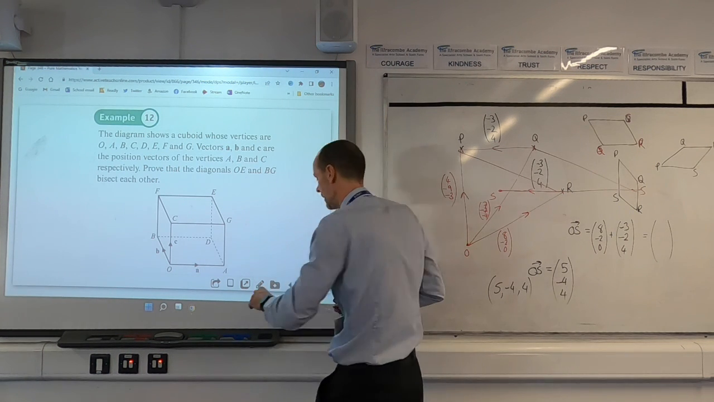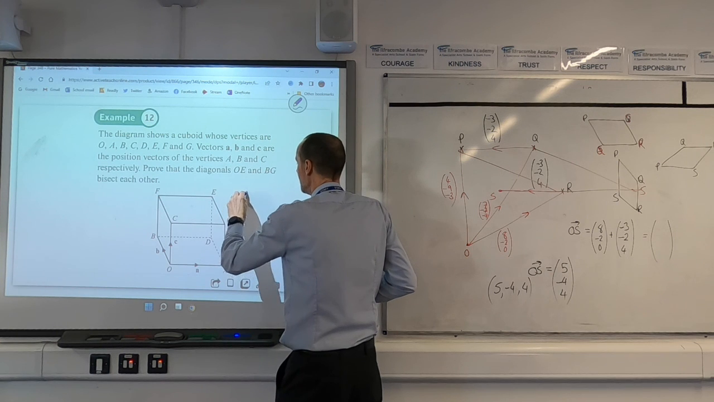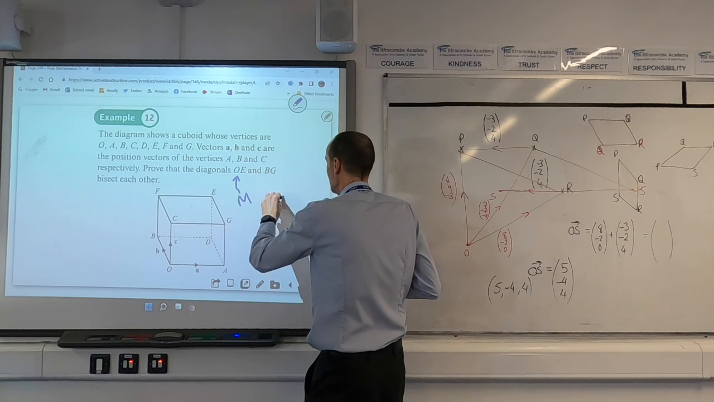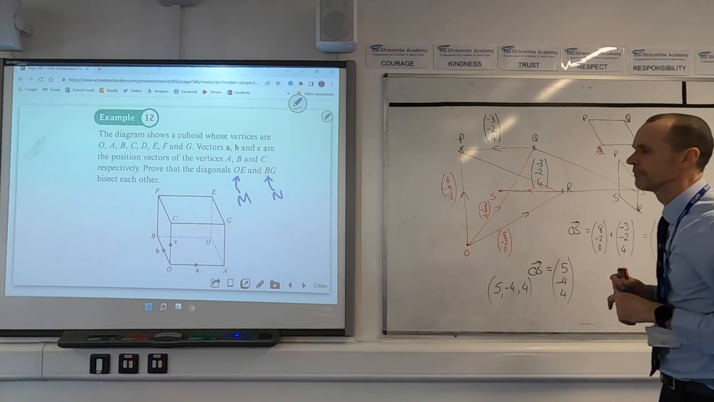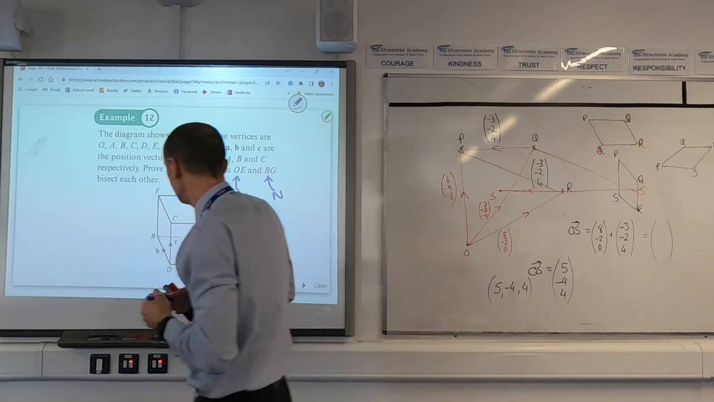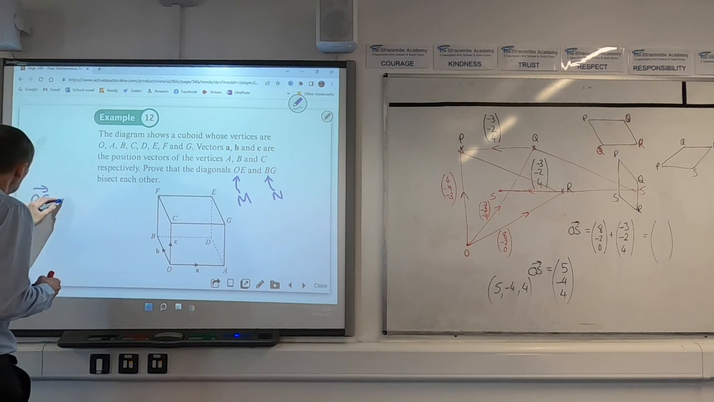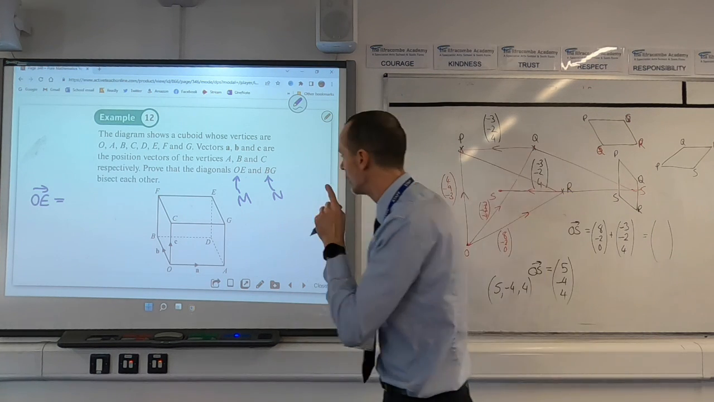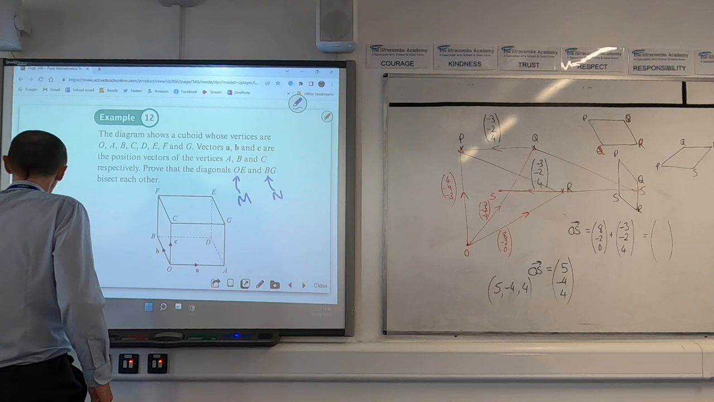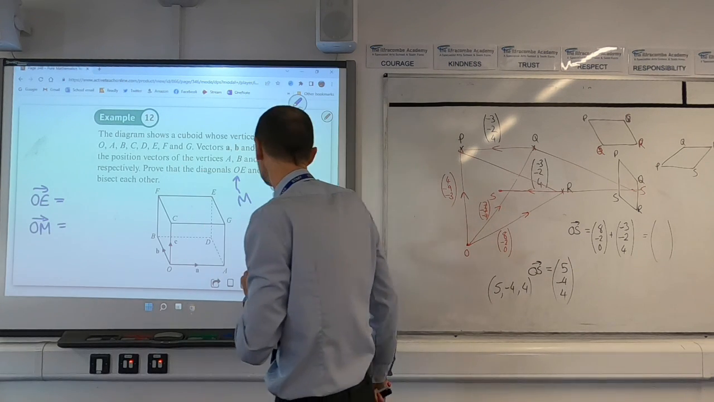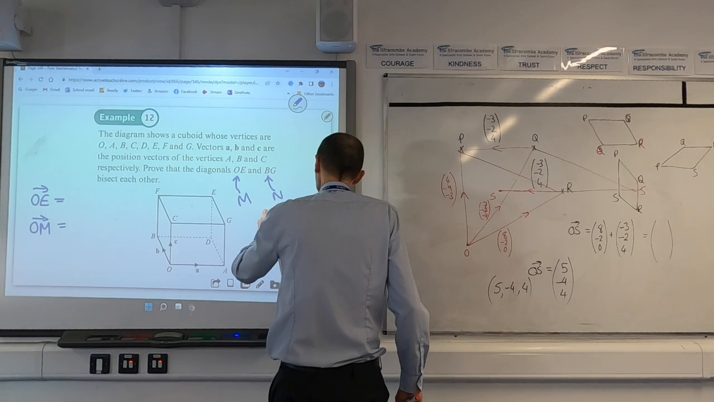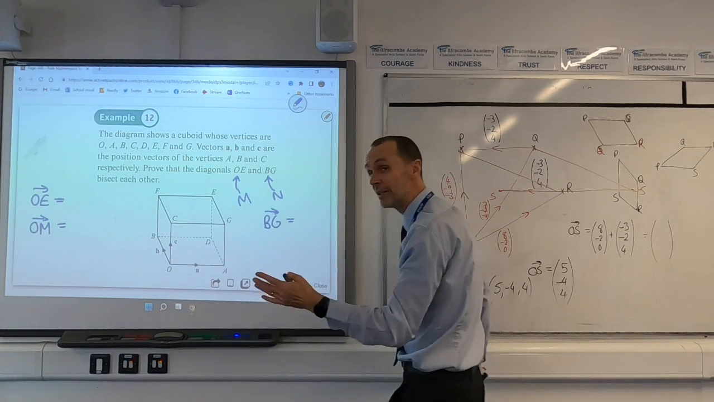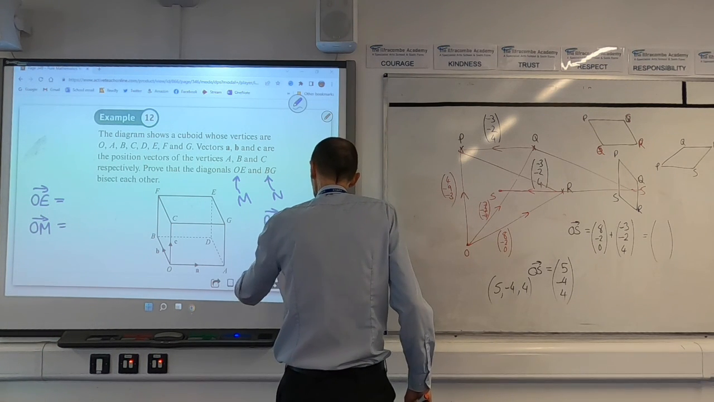So I'm going to set some definitions here. Let M be the middle of OE, okay? And I need a different letter. Let N be the middle of BG. So I can describe how to get from O to E using little a's, little b's and little c's. And so getting from O to M, which is halfway along that journey, will just be half of that. Similarly, I can write how to get from B to G using little a's, little b's and little c's. Remember, if you go backwards along one of these roads, it's going to be minus that. And so I can therefore half it to get the journey from B to N.